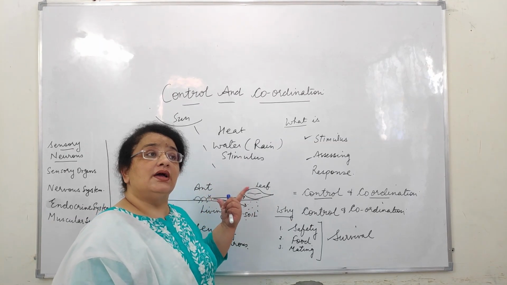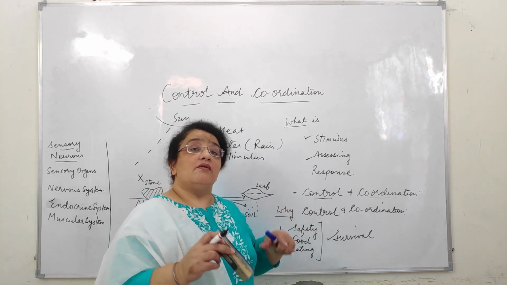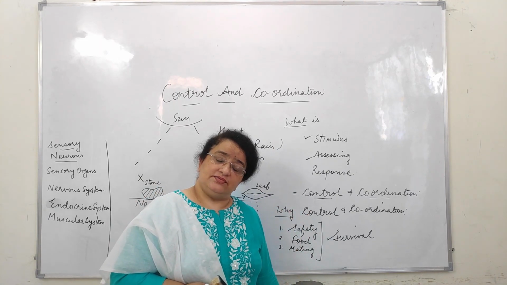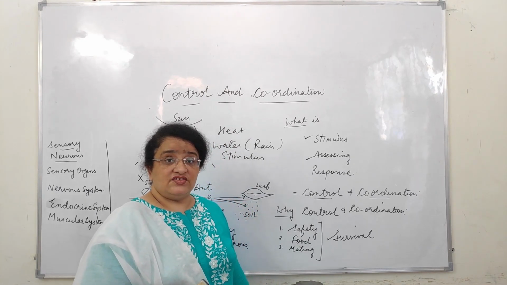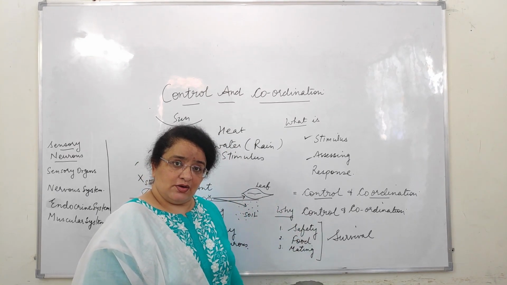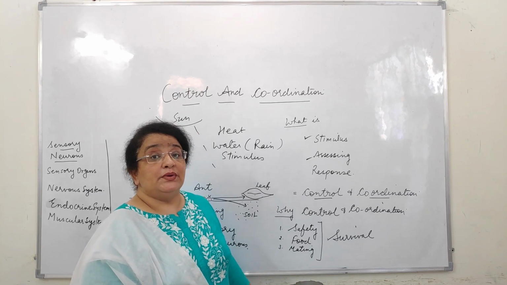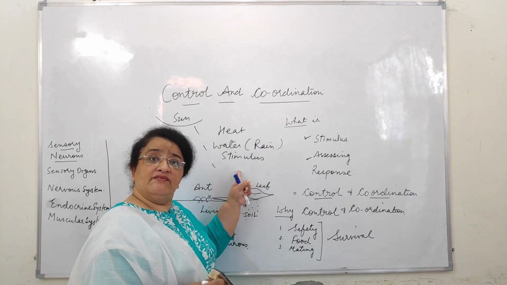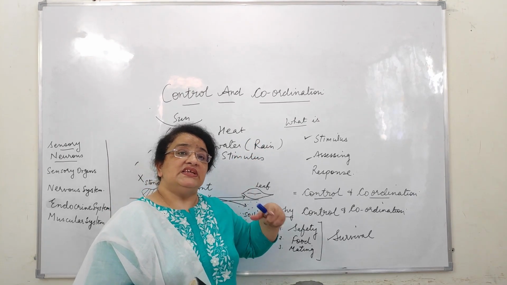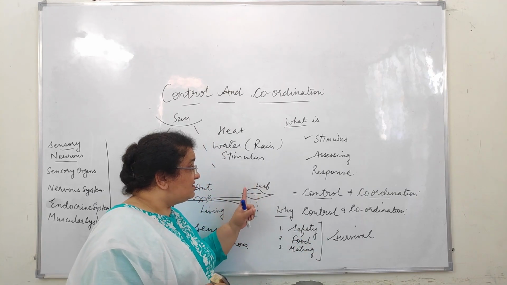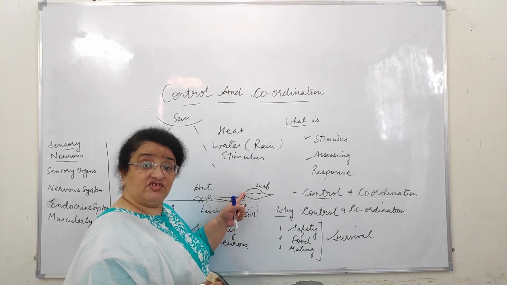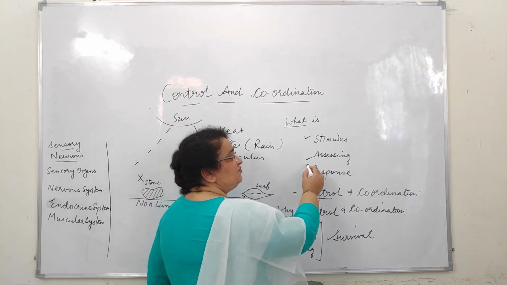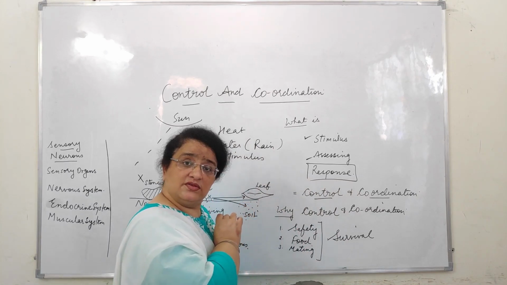And as you know, during the rainy season, we cover our body with a raincoat or an umbrella. And during the hot season, what do we do? We wear lighter clothes, we wear cotton clothes. But during winters, we wear woolen clothes. What is it? The change in the environment makes the organism change its behavior. When the organism shows its changed behavior towards the environment, that changed behavior is known as the response.